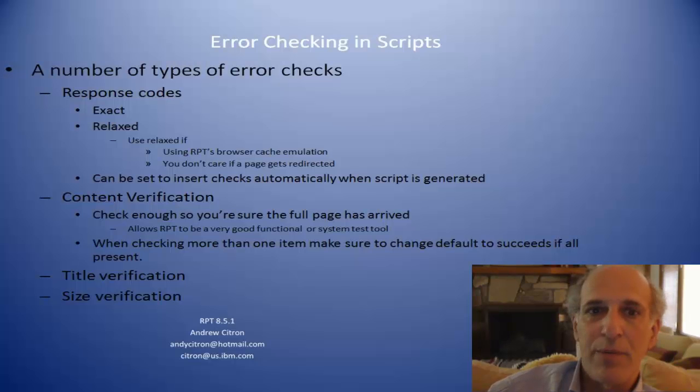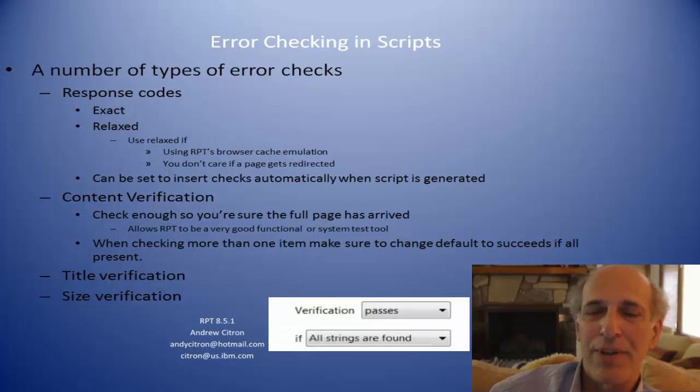In summary, there's a number of types of error checks: response codes, content, title, size, and you should use as many of those as is relevant for your environment. And one thing to watch out for is if you do content verification, make sure that you set it up so that it succeeds if all are present.